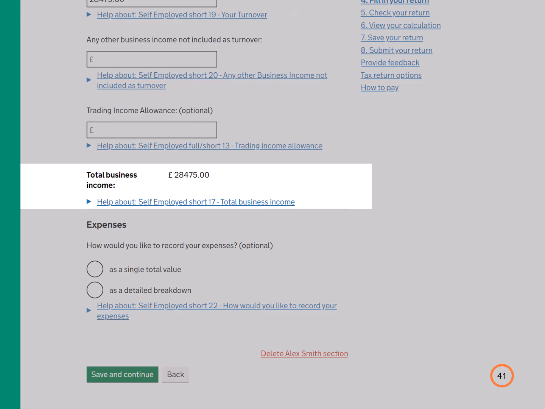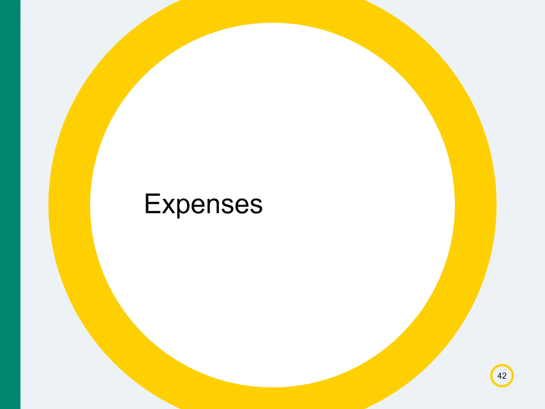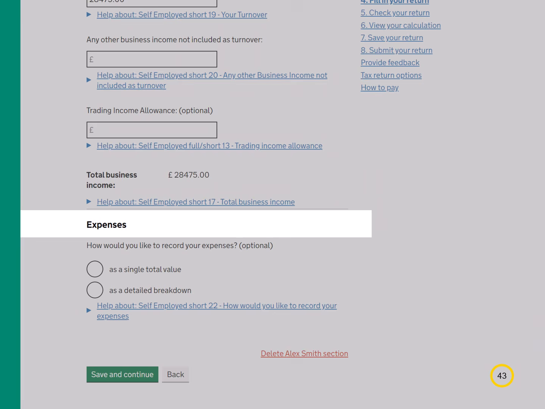The system works out your total business income for you. If you've entered an amount for the trading income allowance, this will not be taken off your income at this point. It will show in your profits figure later in the self-employment section. Let's now look at allowable expenses and how to enter them on your tax return. Remember, if you've used the trading income allowance, you cannot enter any expenses. Before we look at entering your allowable expenses on the tax return, we'll briefly look at what we mean by business expenses.